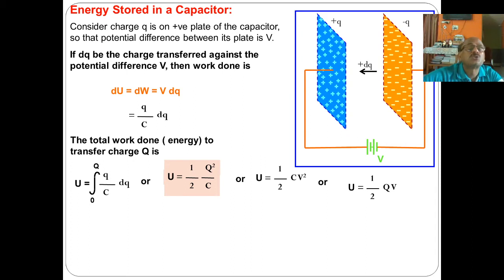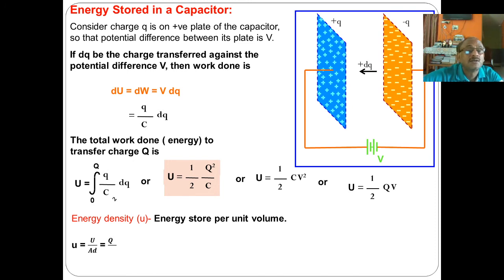In this energy stored, another important quantity that is asked is energy density. Energy density is energy stored per unit volume. If the area of the plate is A and the distance between the plates is D, then the volume will be A into D. So small u, the energy density, equals U by AD. Now we can take the value of U as any one of the above three. Here we are taking q square by 2C.